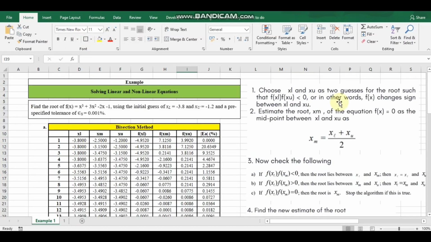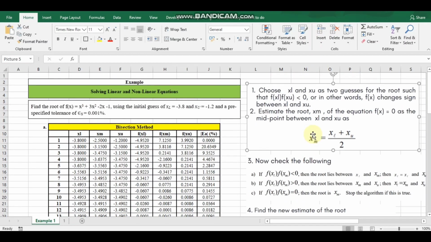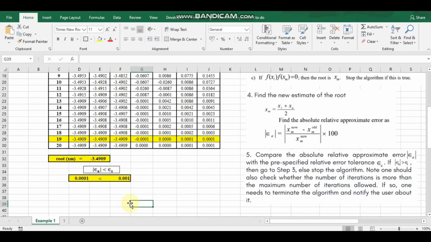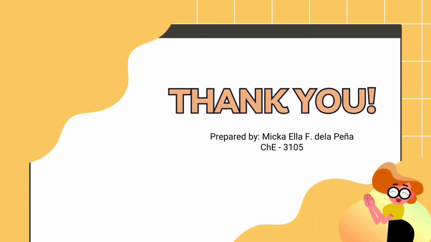And to solve other nonlinear equations that can use the bisection method, you can repeat all the processes that we do in our example. And that will be all. Thank you for listening.